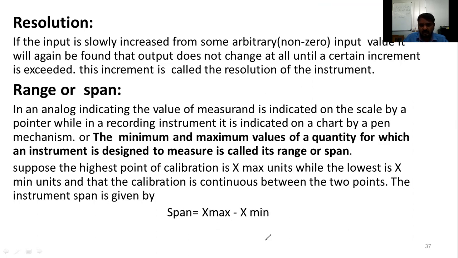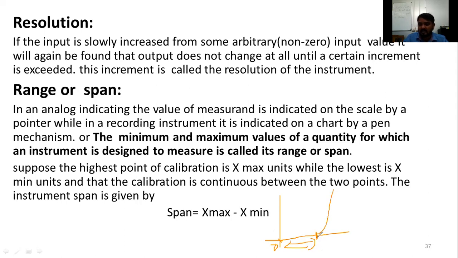Okay, this is the output and this is the input here. Non-zero value means somewhere here, I will consider that one. 0 is here for the input. This is the non-zero value, somewhat away from this. It will again be found that the output does not change at all until a certain increment is exceeded here. After some time here, it is going to change. The output will increase over there.